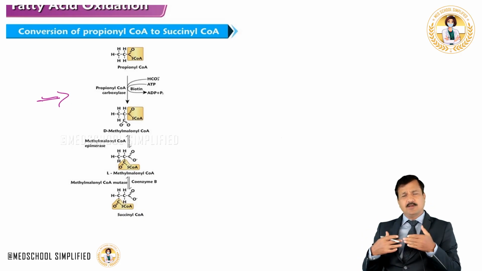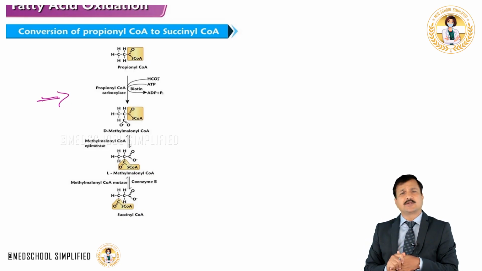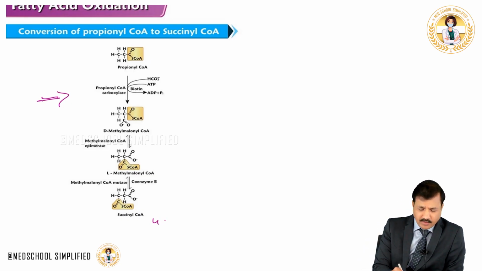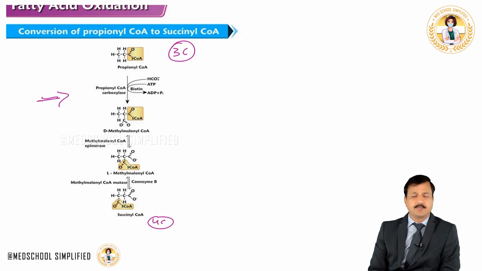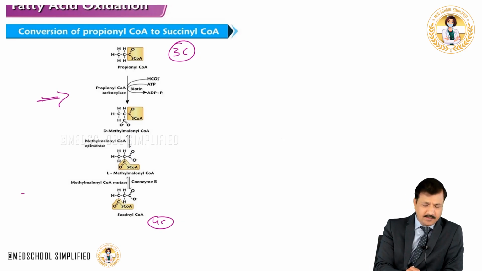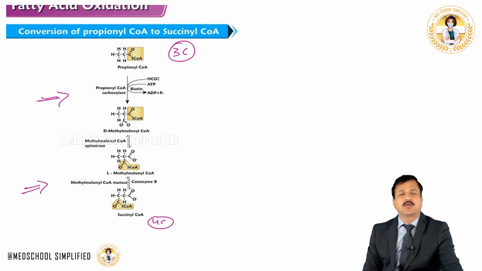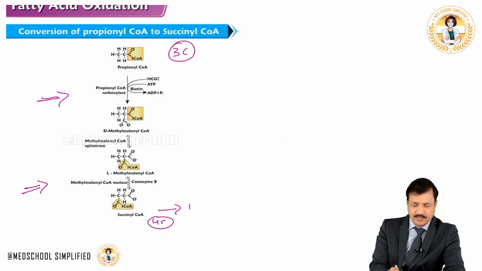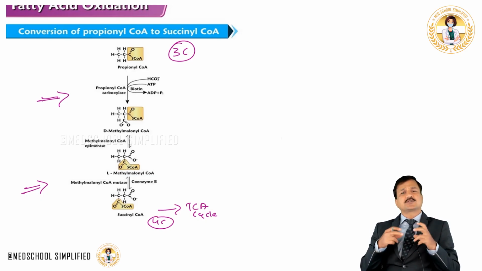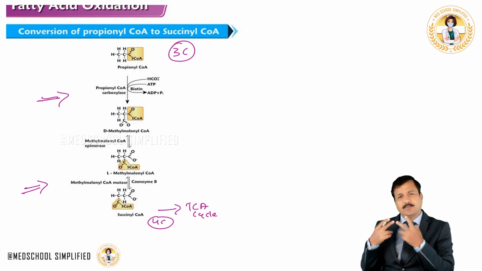Now once you get L-methylmalonyl-CoA, it will be converted into succinyl-CoA. Succinyl-CoA is a 4 carbon molecule. So the 3 carbon propionyl-CoA will be converted into 4 carbon succinyl-CoA. The conversion of methylmalonyl-CoA into succinyl-CoA is done by the enzyme methylmalonyl-CoA mutase, and that enzyme needs vitamin B12 as the coenzyme, specifically deoxyadenosyl-cobalamin. Now the succinyl-CoA can go into the TCA cycle, where succinyl-CoA is converted to succinate, succinate into fumarate, fumarate into malate.